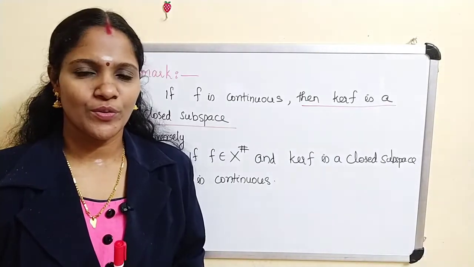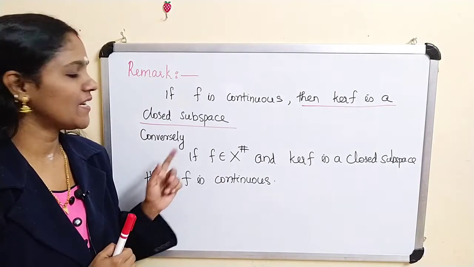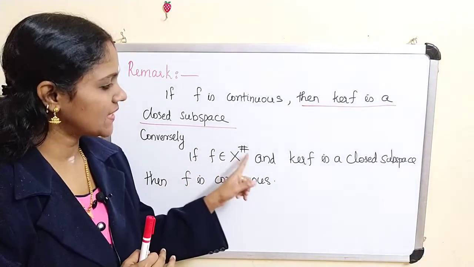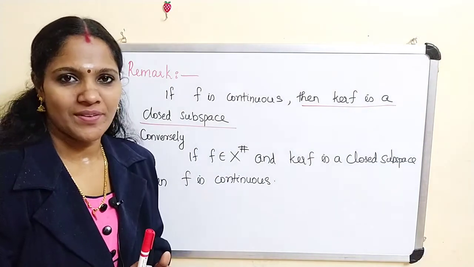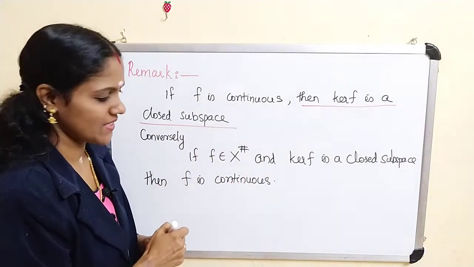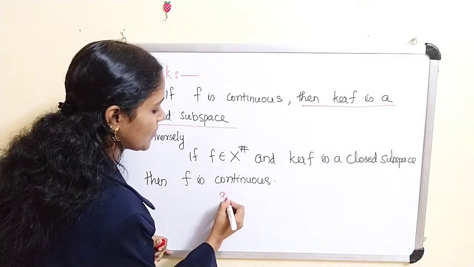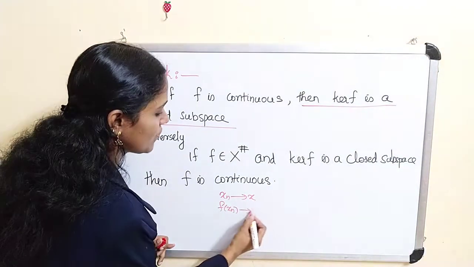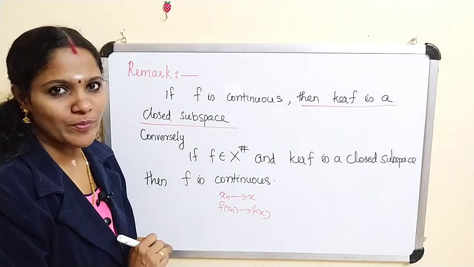Now we are going to one remark, and the remark says if f is continuous, then kernel f is a closed subspace. Conversely, if f is any linear function such that kernel f is a closed subspace, then f is continuous. Suppose f is continuous. Now what about the definition of continuity? If f is continuous, then xn converges to x implies f of xn converges to f of x. We have to prove kernel f is a closed subspace.